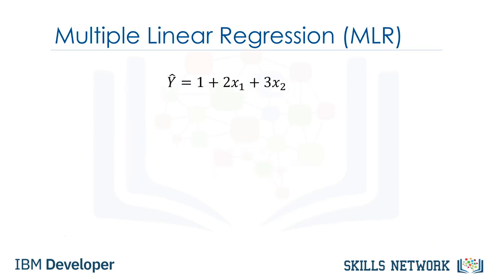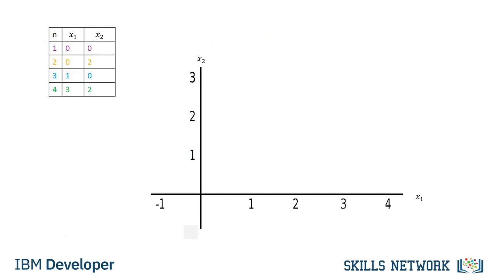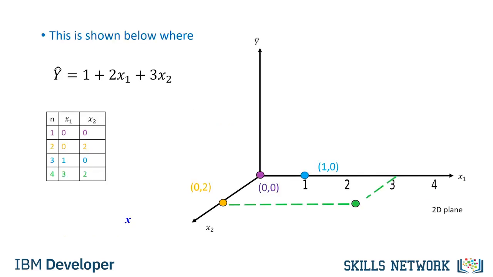If there are only two variables, then we can visualize the values. Consider the following function. The variables x1 and x2 can be visualized on a 2D plane. Let's do an example on the next slide. The table contains different values of the predictor variables x1 and x2. The position of each point is placed on the 2D plane, color-coded accordingly. Each value of the predictor variables x1 and x2 will be mapped to a new value y hat. The new values of y hat are mapped in the vertical direction with height proportional to the value that y hat takes.